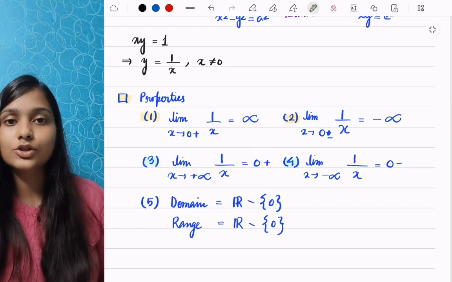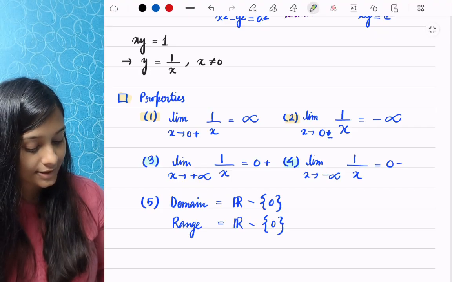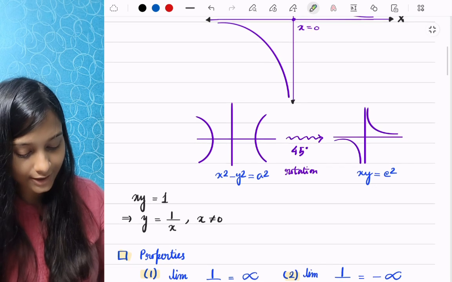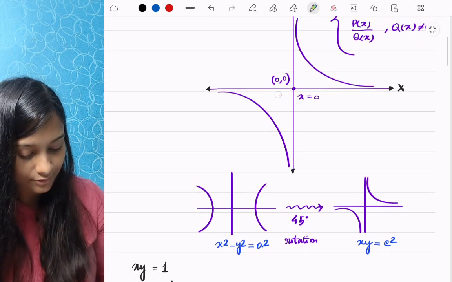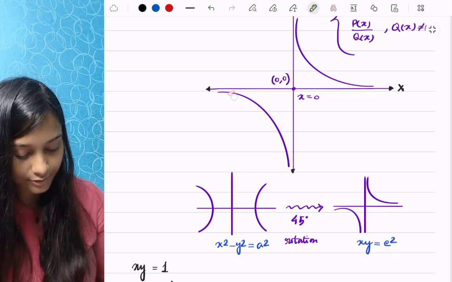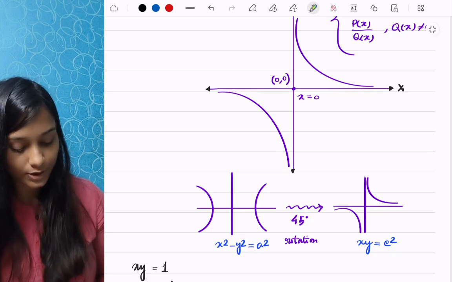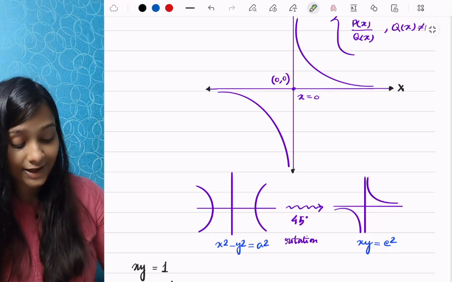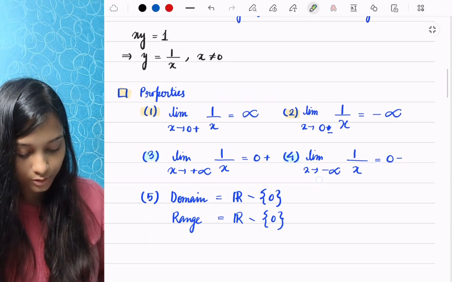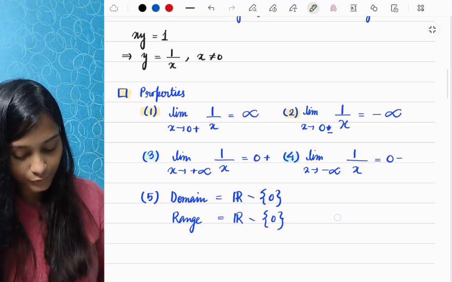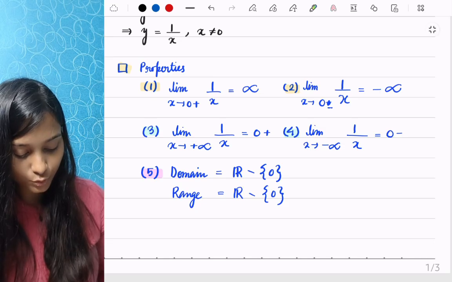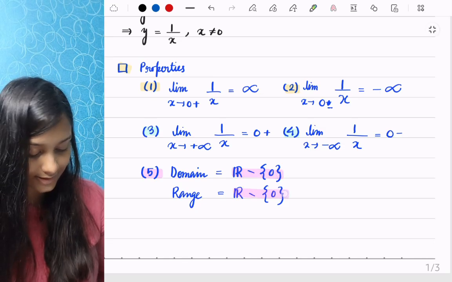Similarly, for x tends to minus infinity, we can say that this limit goes towards 0 minus. Again, if we go to minus infinity, which is this side, we can see that this curve goes towards 0, but from the negative side, as it is in the third quadrant. Okay, so these four properties are clear. Now for the domain and range, here we have these two, this and this.